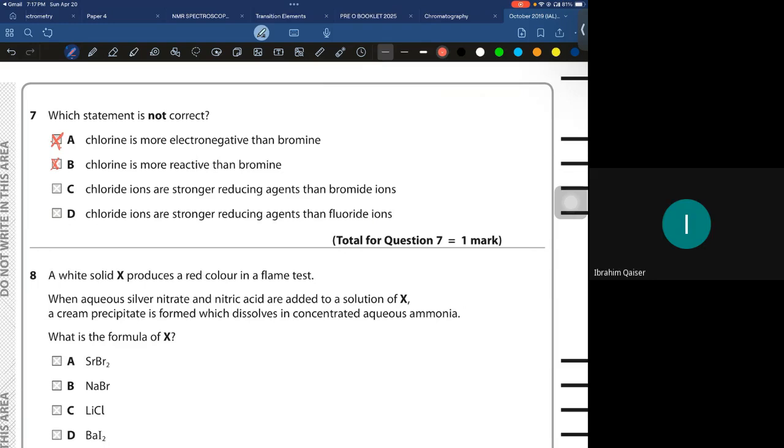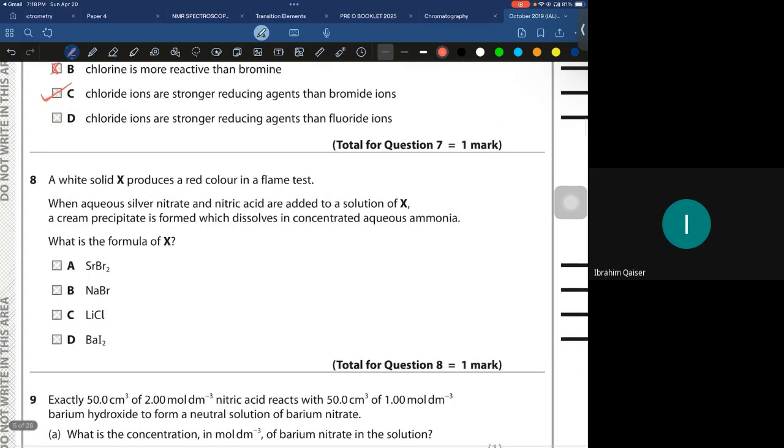Chloride ions are stronger reducing agents than bromide ions. We have bromide and we have chloride. A reducing agent oxidizes itself and reduces the other. Oxidation is the loss of electrons. Bromide can lose its electron easily because the size of bromine is larger, and the size of chlorine is smaller, so it cannot lose its electron easily. So bromide is a stronger reducing agent. But they are saying chloride ions are a stronger reducing agent, so this is the incorrect statement. That's why C is correct.